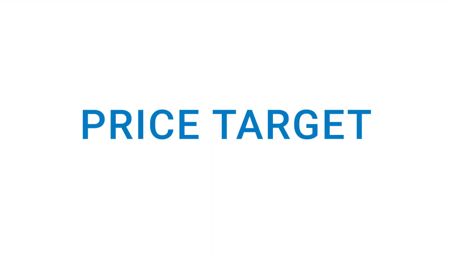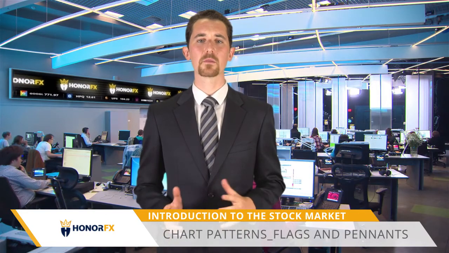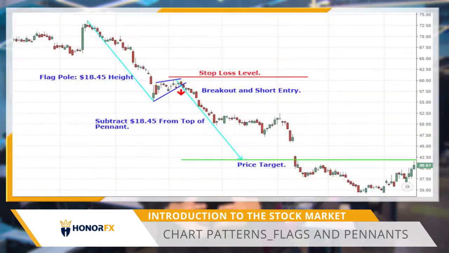Price target. The concept behind the flag and pennant patterns is that the momentum seen during the flagpole phase could continue once the pattern completes. Therefore, measure the size of the flagpole and add that length to the bottom of the flag or pennant for bullish patterns. For bearish patterns, subtract the length of the flagpole from the top of the flag or pennant.